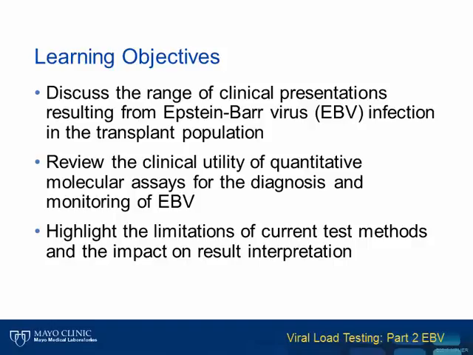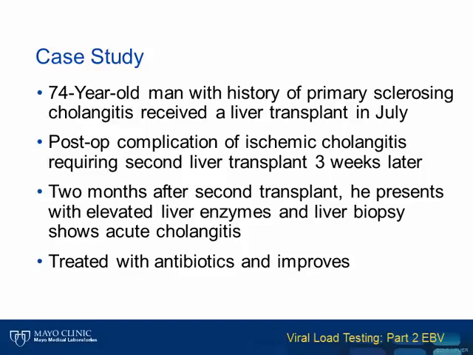So let's get started. To help illustrate the type of disease that EBV can cause in the transplant population and the role that laboratory testing can play in diagnosis and management, I'd like to review a patient case. This is a case of a 74-year-old man with a history of primary sclerosing cholangitis who received a liver transplant. Unfortunately, this patient had significant post-operative complications, including ischemic cholangitis, requiring a second liver transplant just 3 weeks later.